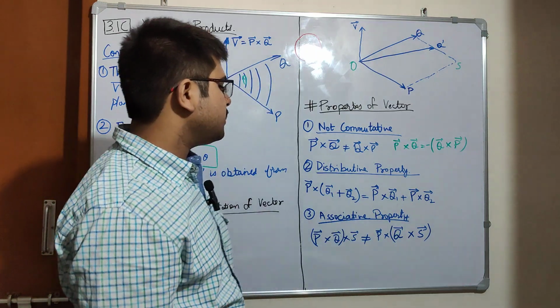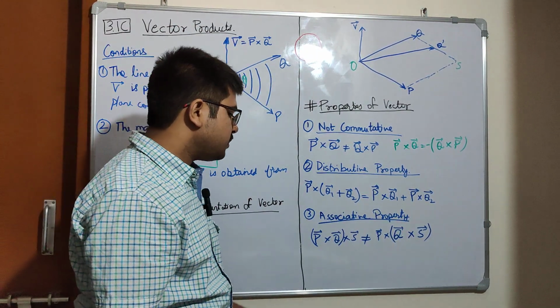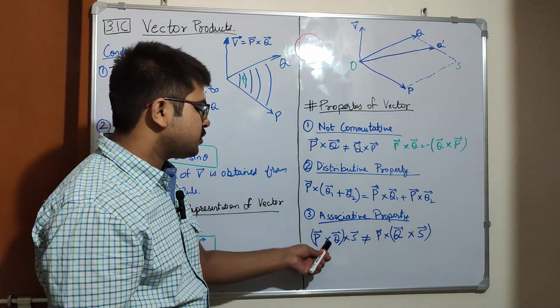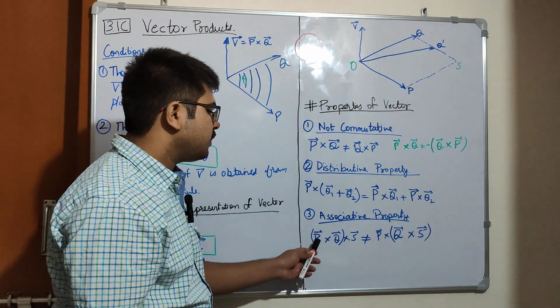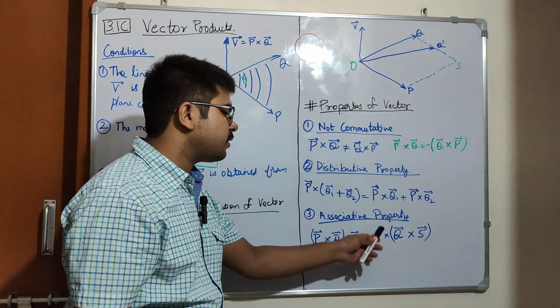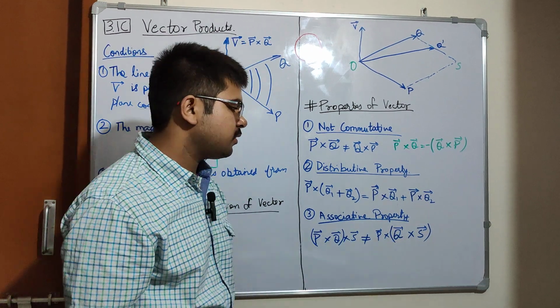And the third property is the associative property. So for the associative property, p vector cross q vector cross s vector, where we put a bracket here, is not equal to p vector cross q vector cross s vector with the bracket elsewhere.